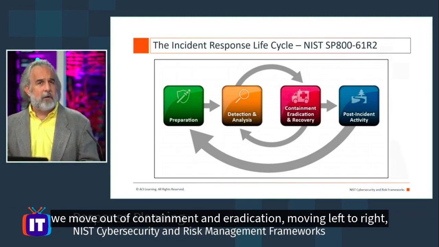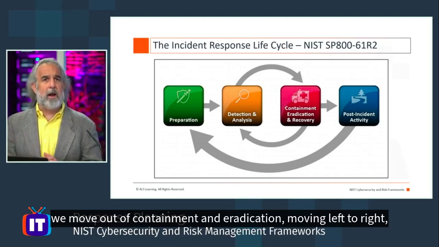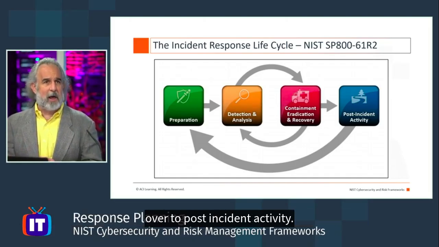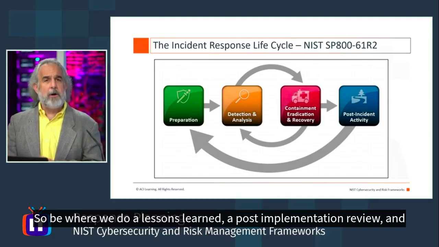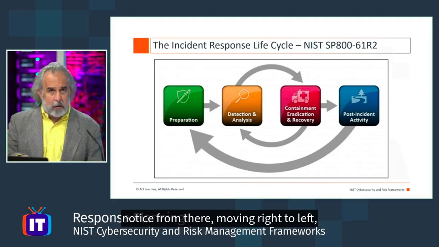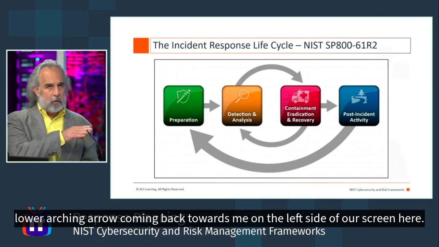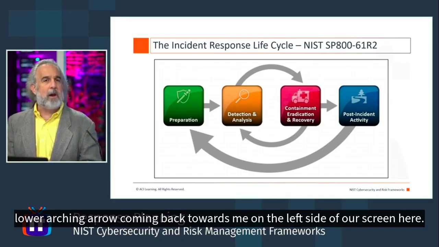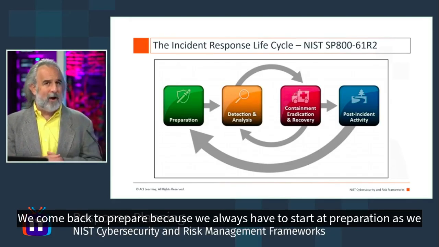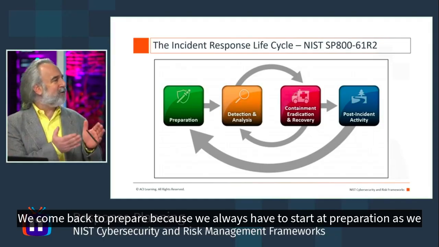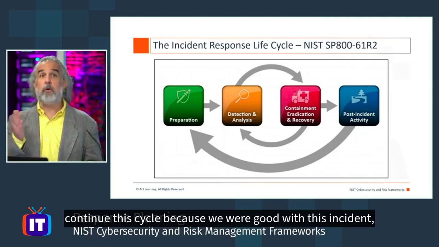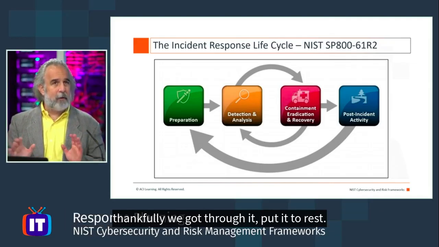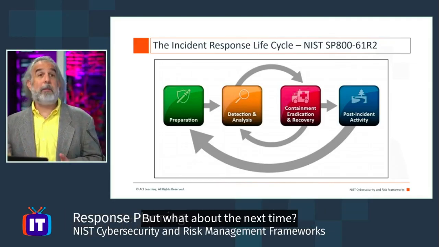And we move out of containment and eradication, moving left to right, over to post-incident activity. This would be where we do a lessons learned, a post-implementation review. And notice from there, moving right to left, lower arcing arrow coming back towards me on the left side of our screen here. We come back to prepare because we always have to start at preparation as we continue this cycle. Because we were good with this incident. Thankfully, we got through it, put it to rest. But what about the next time?